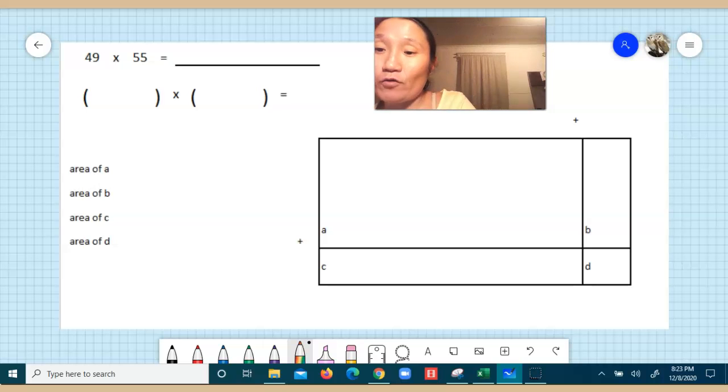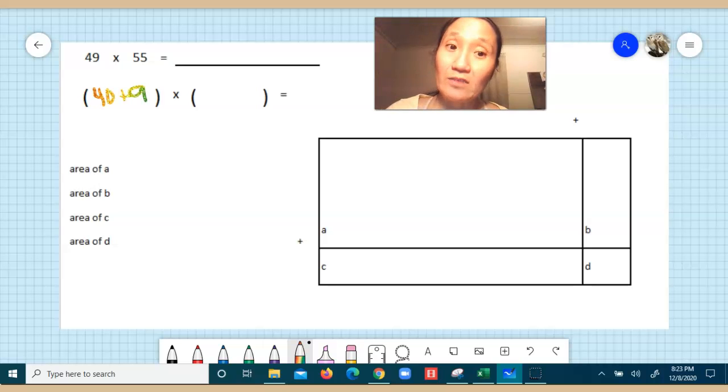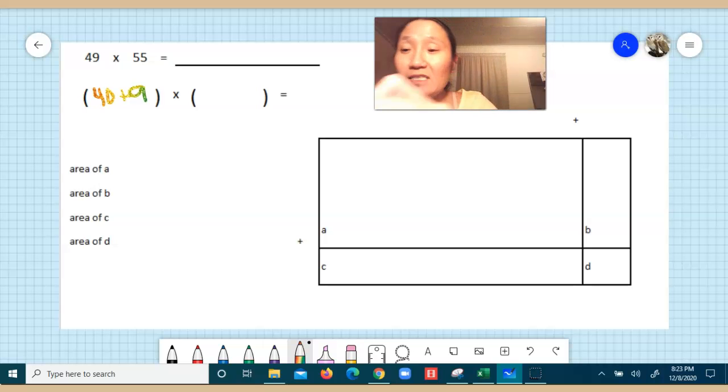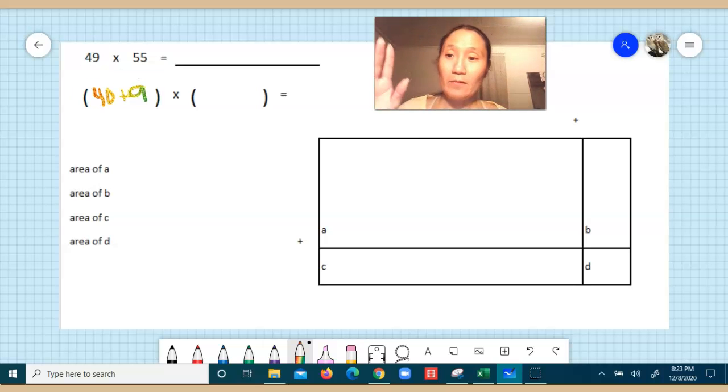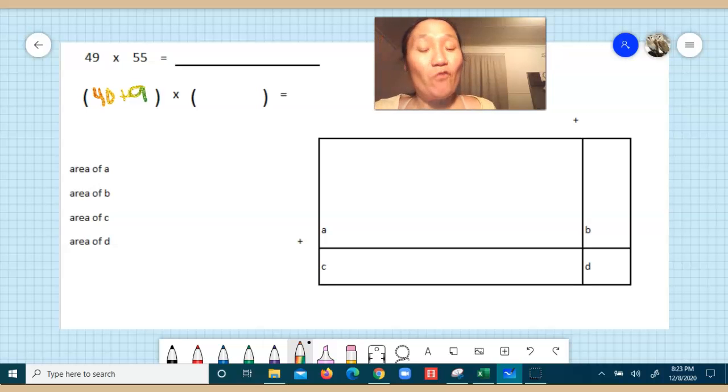So, you will have 49, so write 49, 40 plus 9, because 40 plus 9 is 49, in expanded form, meaning this is standard form, this is expanded form, okay? So, 40, you have 4 groups of 10, that's 40, and 9 ones. Here you have 5 groups of 10 for 50, plus 5 ones. So that's how you write this.